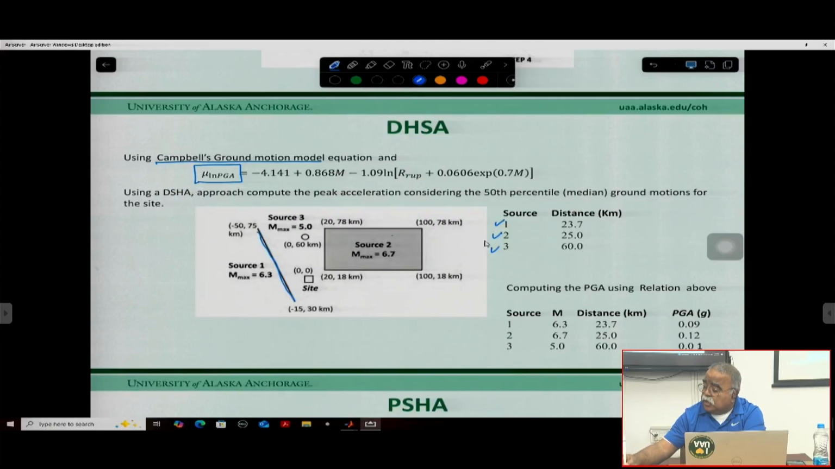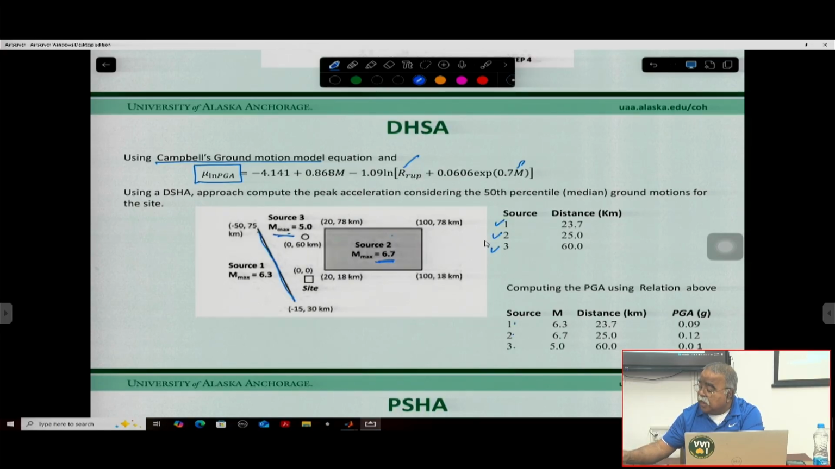So we know the distances, and we know the magnitude released by each one. This is your maximum magnitude. We all know that. So we can put these in and calculate for source 1, source 2, source 3.